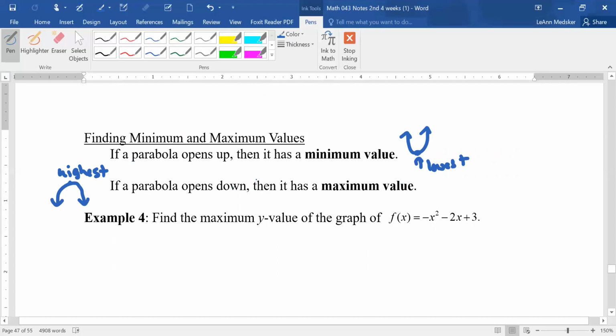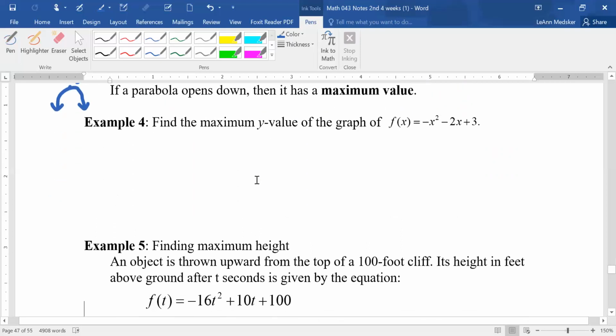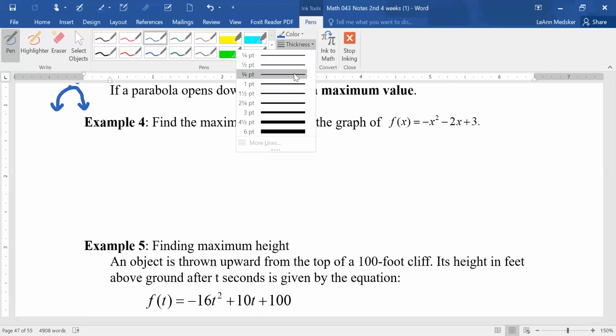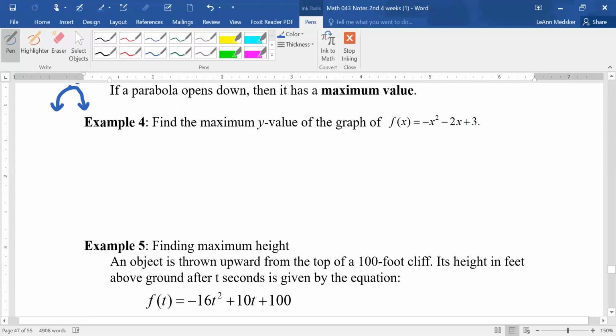So they're asking you for the y coordinate. So if I ask you to find the maximum y value of a graph that is a quadratic, I'm asking you to find the y value of the vertex. So maximum means vertex. That's what we want. So we need to use our x equals negative b, so that's negative negative 2 over 2 times a, which is negative 1. This is 2 over negative 2, which is negative 1.